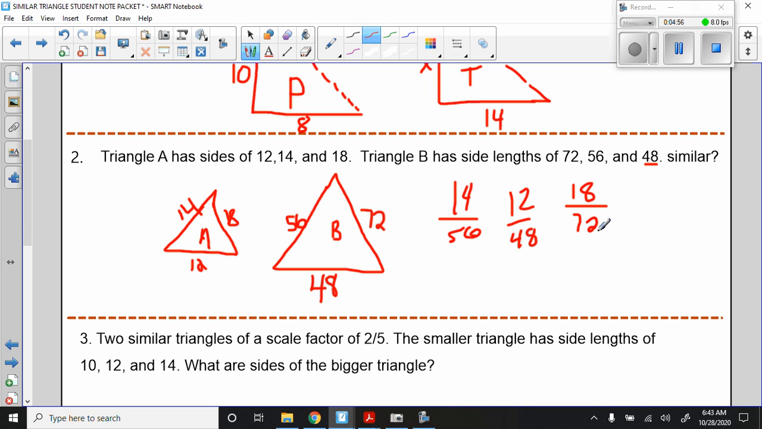Check these decimals. 14 over 56 is a quarter. I know 12 divided by 48 is a quarter. Let's see if 18 divided by 72 is a quarter. They all come out to 0.25. That means every side is proportionate correctly. These are similar.